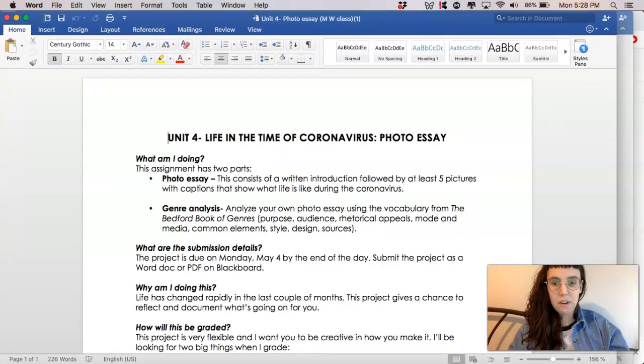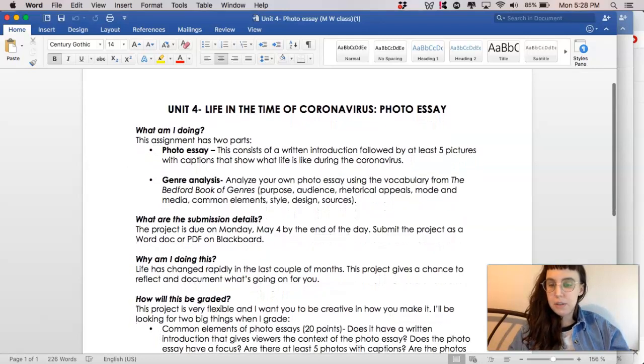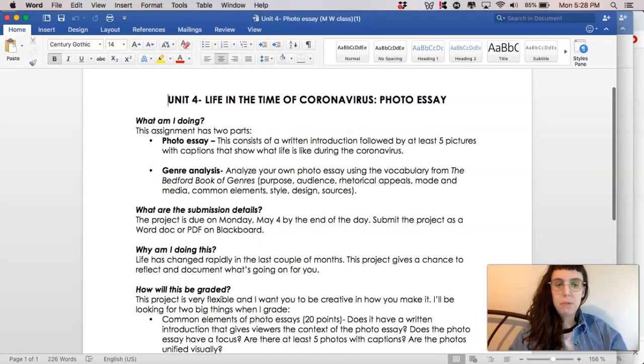Let me move this over. Great. So Unit 4, Life in the Time of the Coronavirus, a photo essay. What am I doing? This assignment has two parts. So this is like our other two previous projects where you've had the actual assignment and the genre analysis. So a photo essay is yet another genre that has its own common elements, where people who participate in the genre follow these common elements or these conventions when they make one.